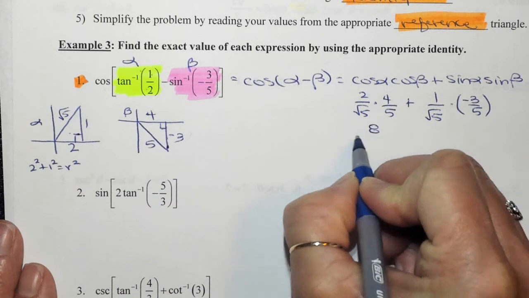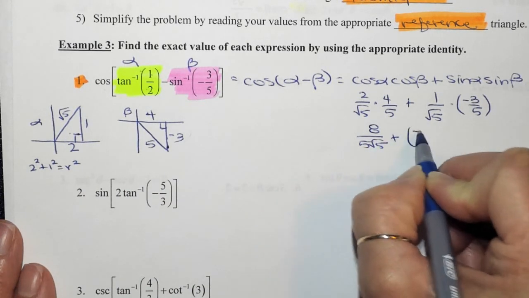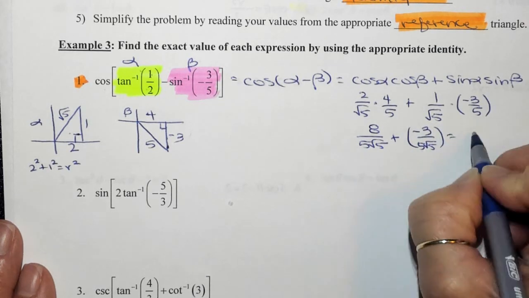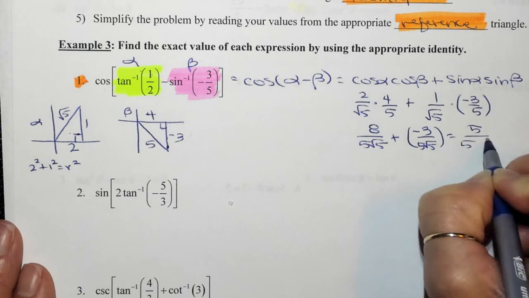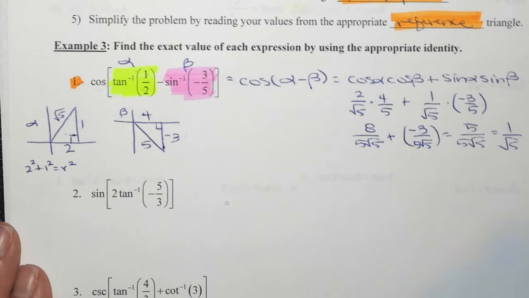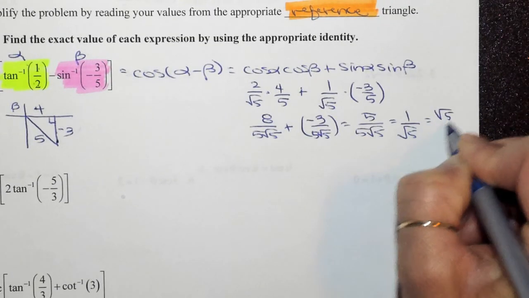Multiply. Oops, -3 over 5 square root of 5. They have a common denominator, so this is 5 over 5 square root of 5, which is 1 over the square root of 5. So when I rationalize, I end up with square root of 5 over 5.